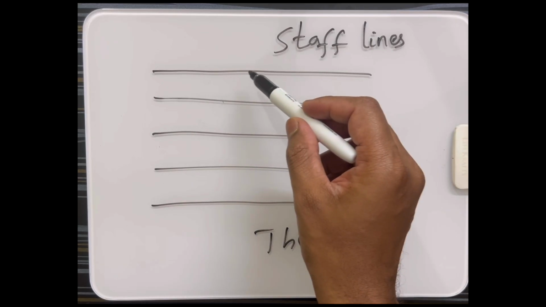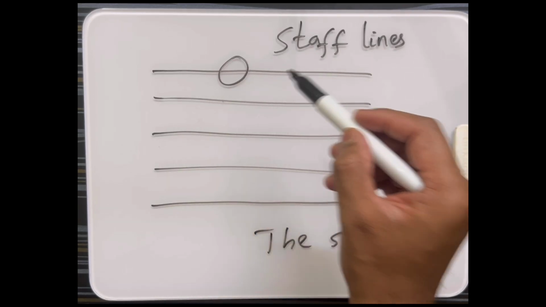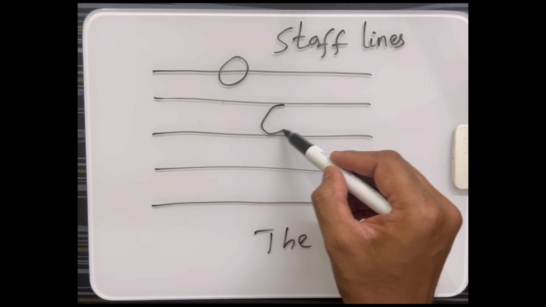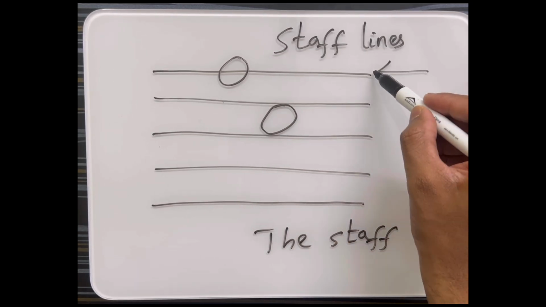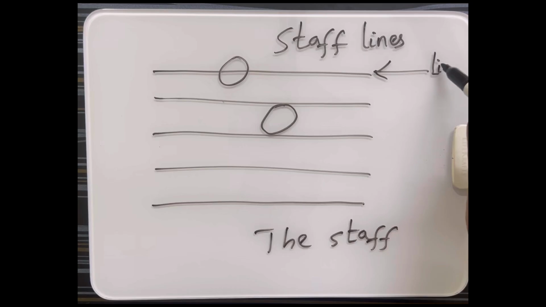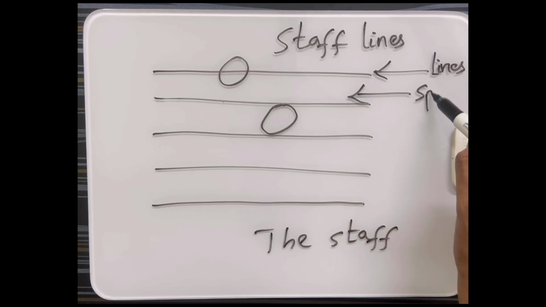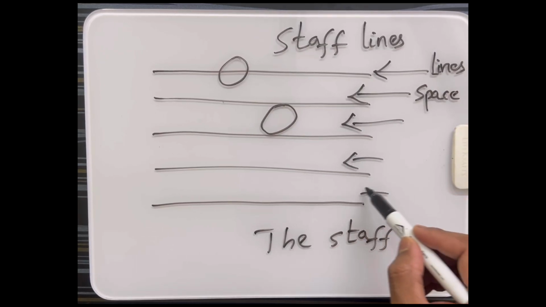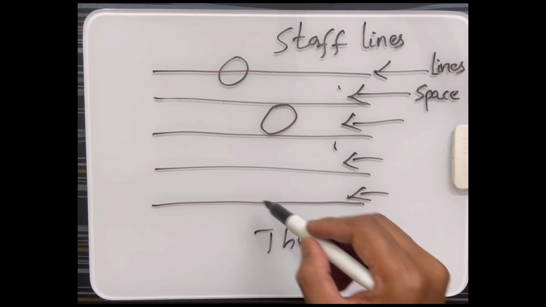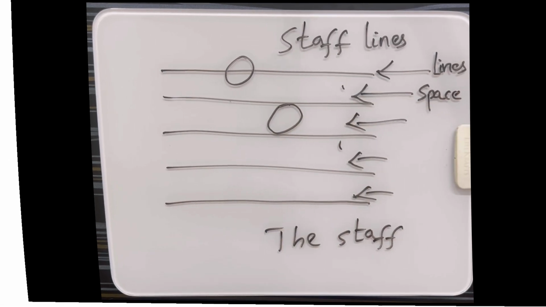The music is written on the line, or it is written on the space. So here there are two things. These are called lines and these are called spaces. This is a space, this is a space. So totally there are 4 spaces and 5 lines. This is a line and spaces.